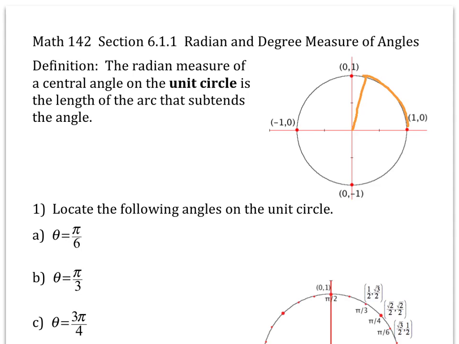Okay, in this section we're going to talk about angles and the radian and degree measurement of angles. We're going to be on the unit circle here. Everything's on the unit circle for a while. Later on we'll talk about what happens if you're not on the unit circle.